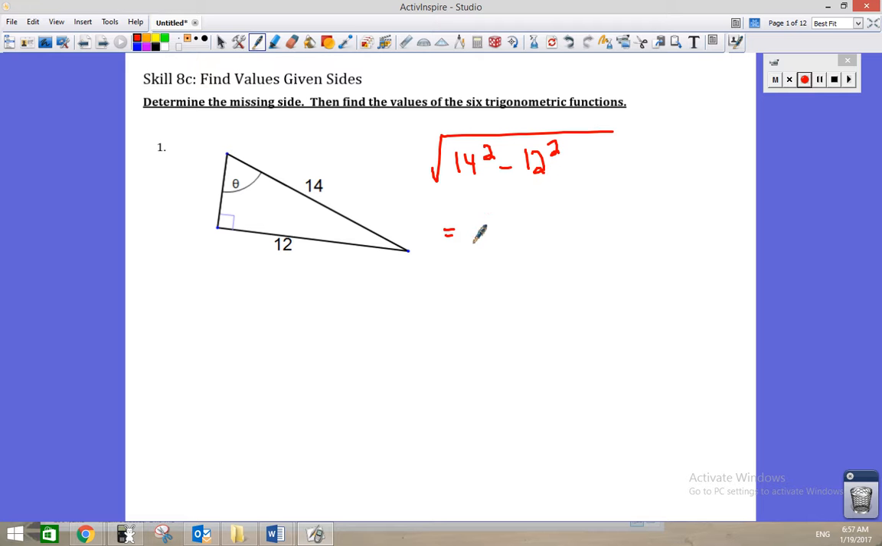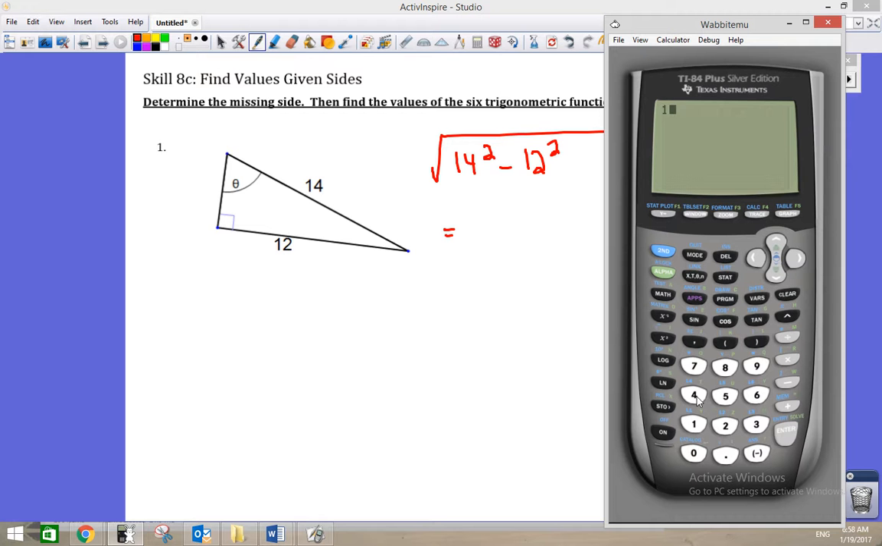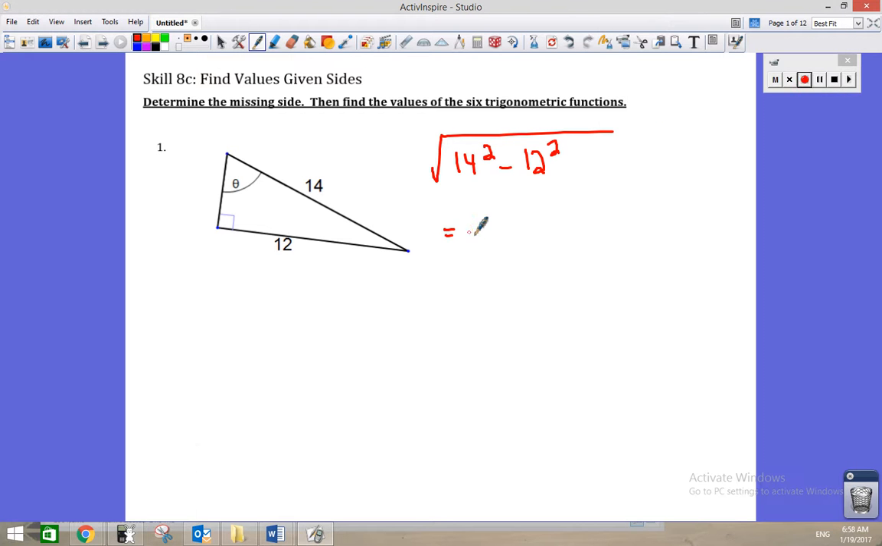196 minus 144, probably 52. Let's check that on a calculator. 14 squared minus 12 squared. Yeah, 52. They do expect us to simplify radicals. The biggest perfect square that divides 52 is 4. 4 times 13 is 52. So I know that this side is 2 radical 13.